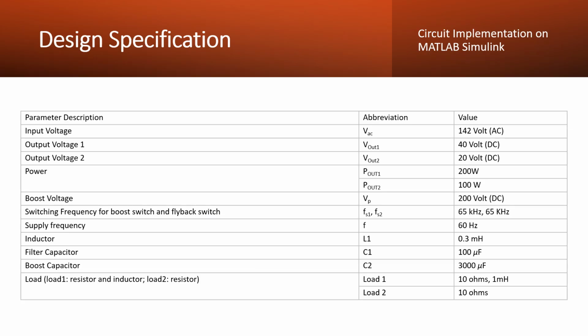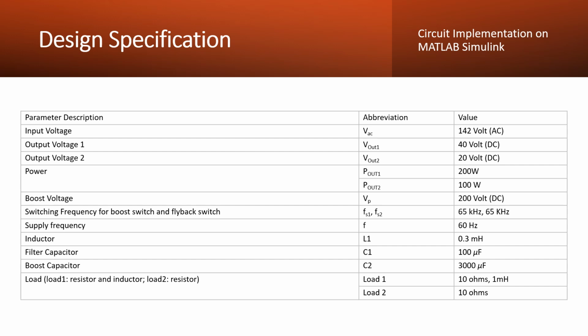And here comes the design specification for the circuit. Here we have used a supply voltage of 142, and we are considering two output voltages from the flyback converter: one is 40 volt and one is 20 volt. We are considering the design parameters based on 200 watt and 100 watt on the output. And for the boost operation, we are aiming to have 200 volt. We are using a switching frequency of 65 kilohertz for both the boost switch and the flyback one, and the supply frequency is 60 hertz.